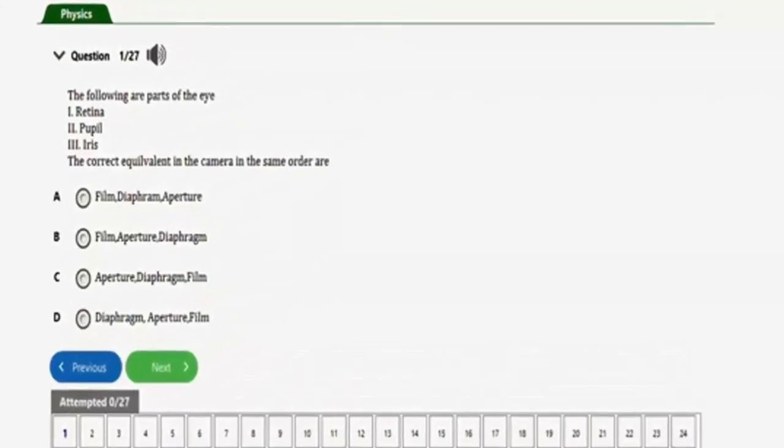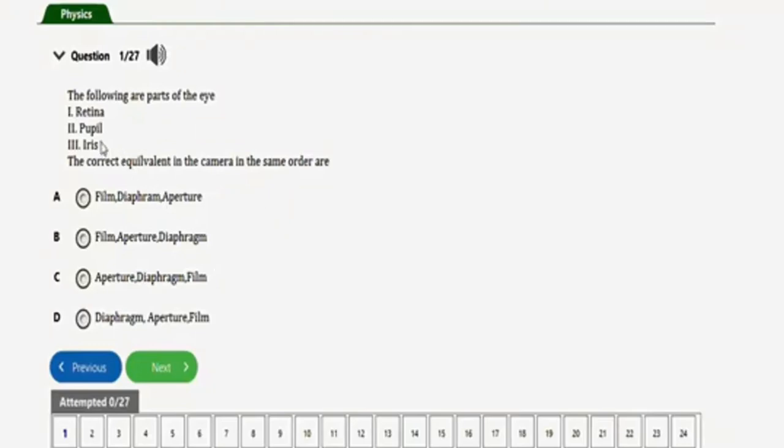In this video, we are going to learn how to solve these physics repeated questions under optical instruments. So we have 27 repeated questions to practice with in this video. Let's get started. The first one says, the following are parts of the eye.